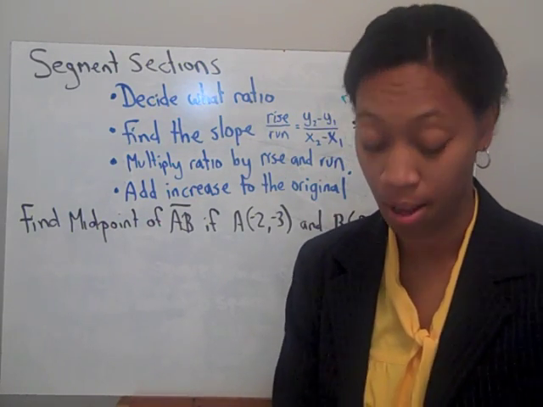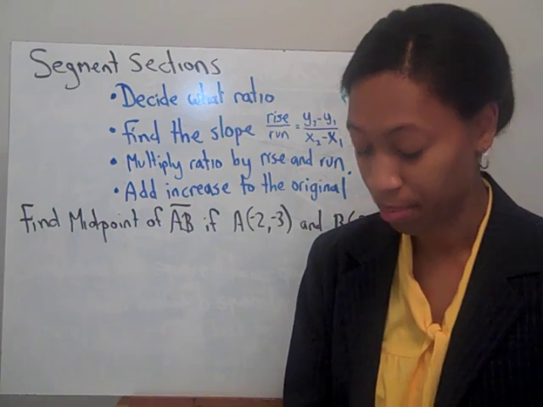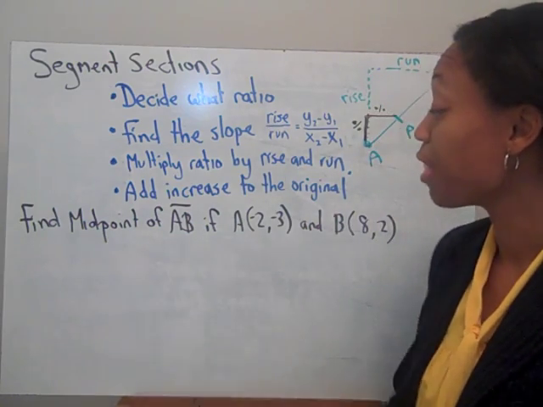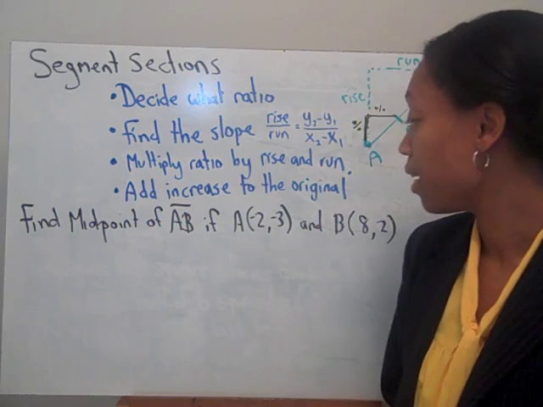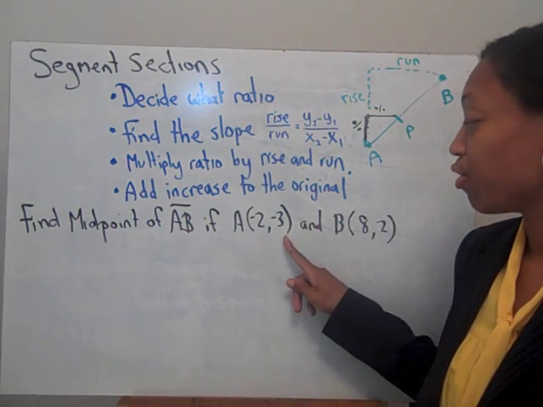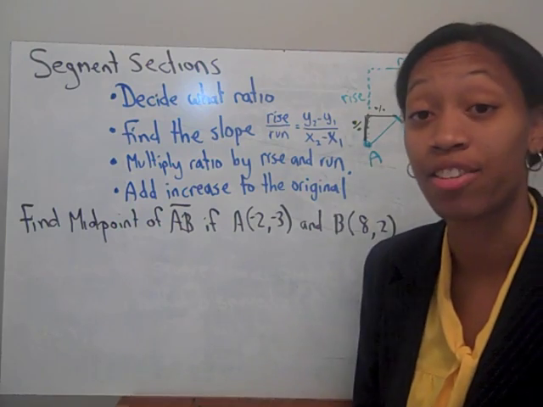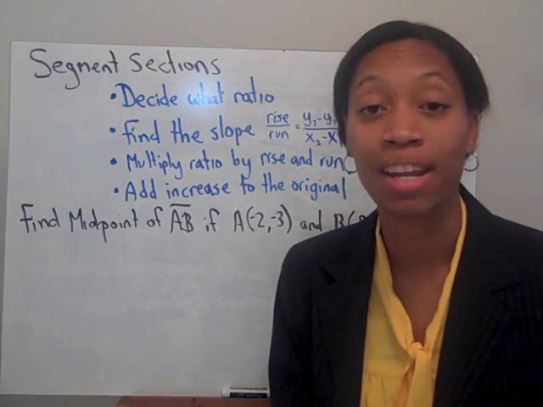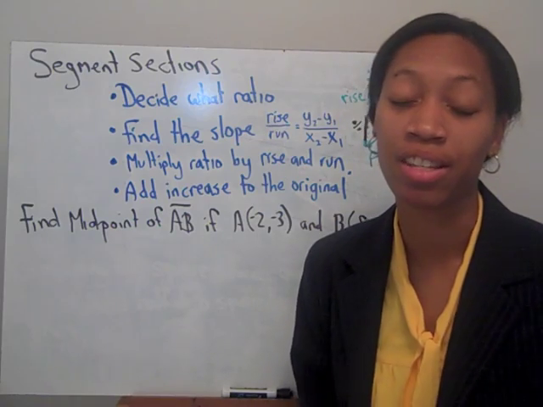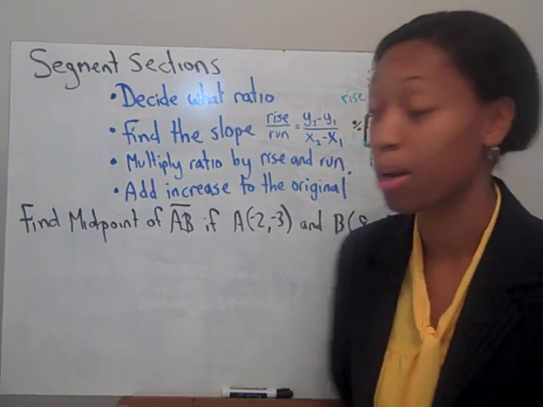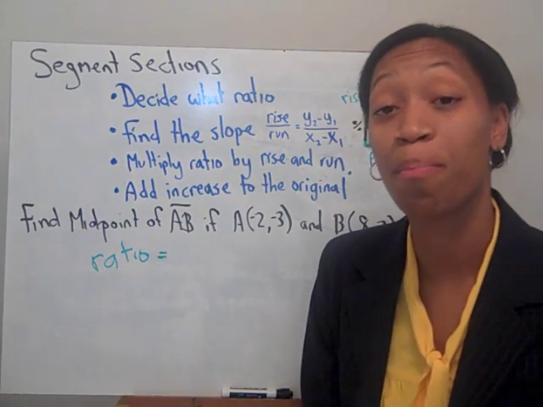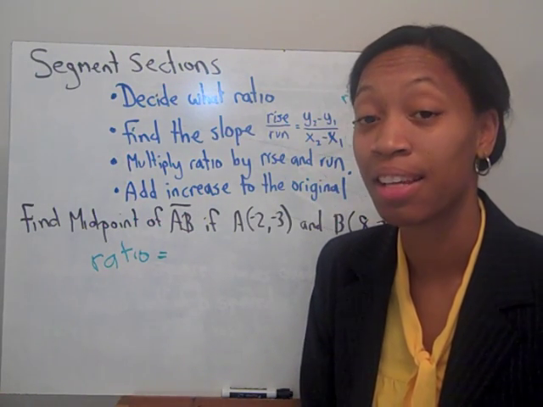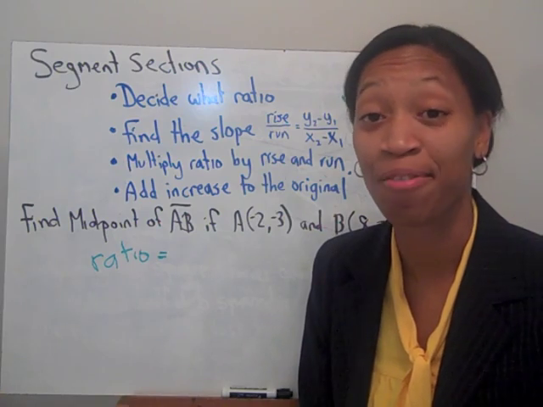Alright, so here's what I mean when I say that. Let's see if we can find the midpoint of AB if A is the point (-2, 3) and B is the point (8, 2). In order to find the midpoint, you have to think to yourself, what ratio are we talking about? Well, the midpoint, that's in the middle. So the middle is going to be like halfway.